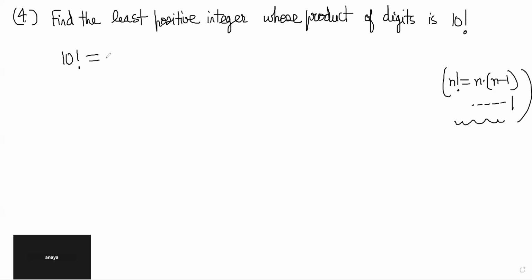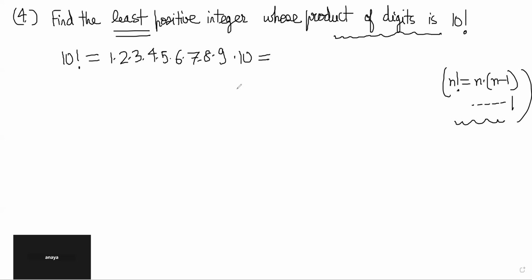Now, we have to find the least number. Oh, least number. We don't have to find any random number. The product of the digits is not the only thing. We have to find the smallest such number. In order to find the smallest number, you have to think about the least number of digits you can make it happen with.